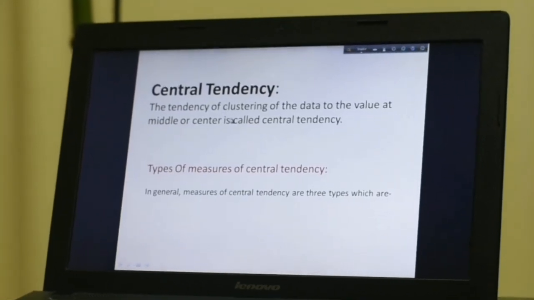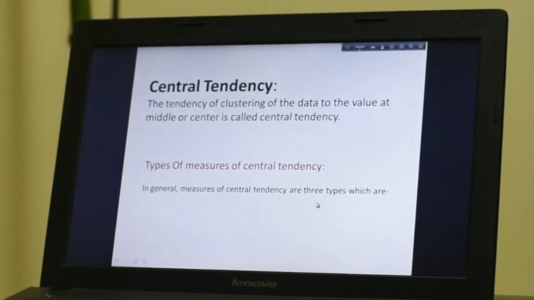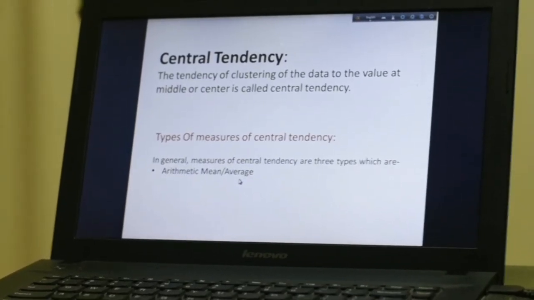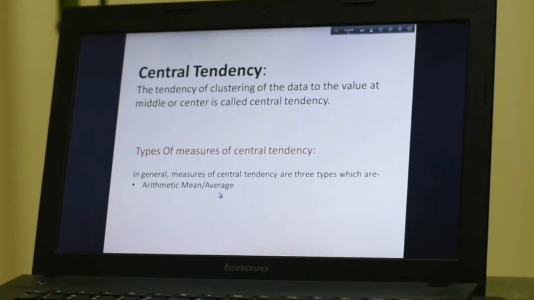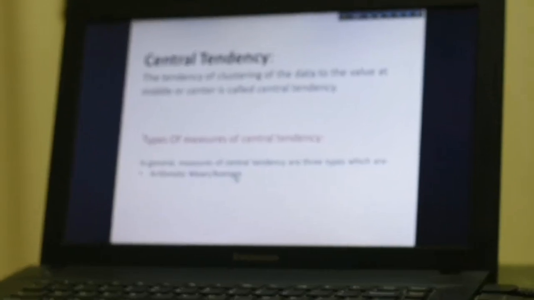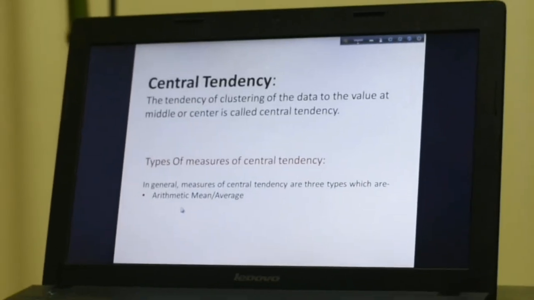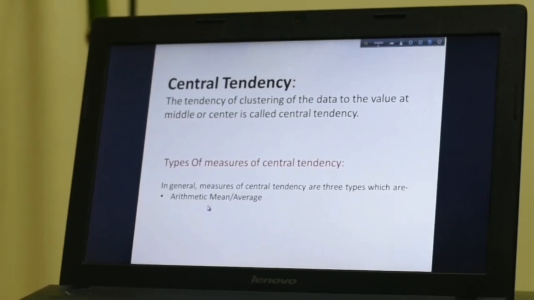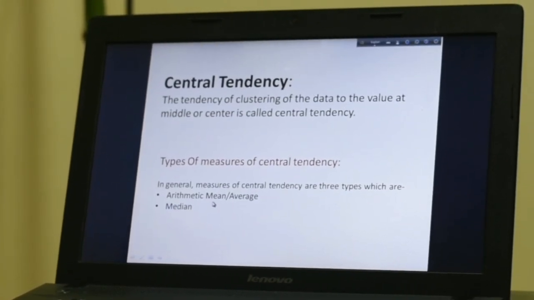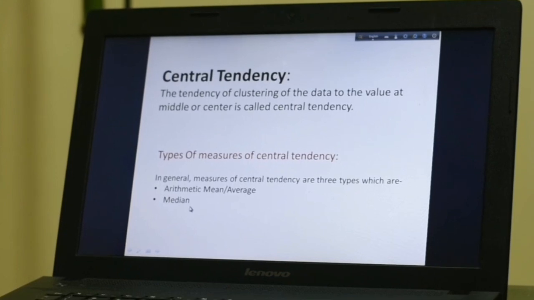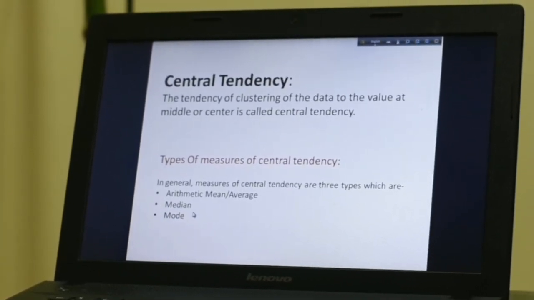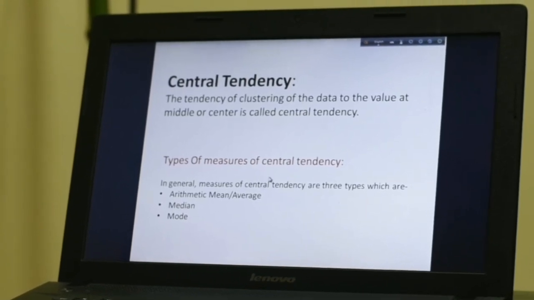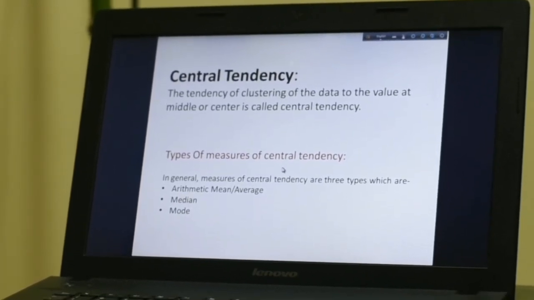The measures of central tendency, mainly there are 3 types, of which firstly is arithmetic mean. Its other name is average. In the junior class you understood what average is, and average and arithmetic mean are the same. The synonym of average is arithmetic mean. Sometimes it is called mean. Second one is median, and third one is mode. These 3 topics are very important, both in the creative question and MCQ.